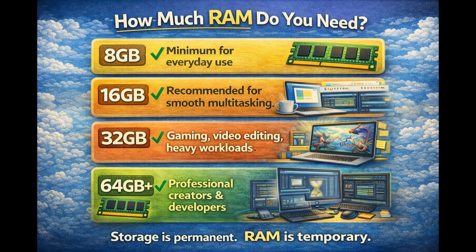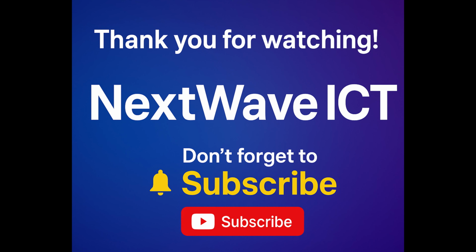But here's something important. More RAM does not increase your CPU's raw speed. It doesn't magically make your processor more powerful. What it does is improve multitasking and reduce bottlenecks. In other words, it helps your system breathe. If your computer has enough RAM, it doesn't struggle when you open more programs, and that's what makes everything feel smoother.